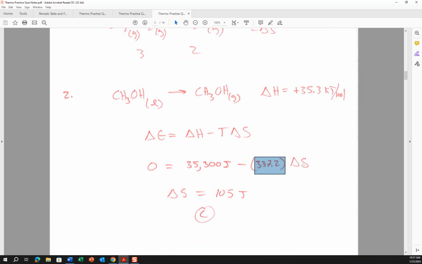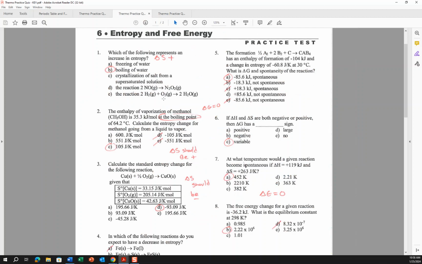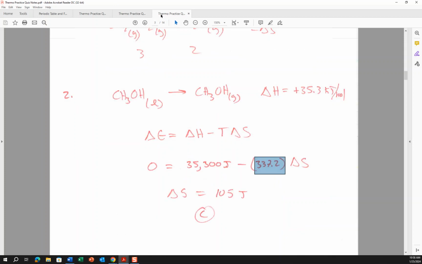Another thing to understand is we should be expecting delta S to be positive because liquid to gas is an increase in entropy. I forgot to do this, but notice on my annotated quiz here, I crossed out D and E right away because I know delta S would have to be positive in this case. So if I had to guess, I'd guess A, B, or C, but you can actually just plug in and solve. When you solve, delta S comes out to be around 105, and so our best answer choice is C there.